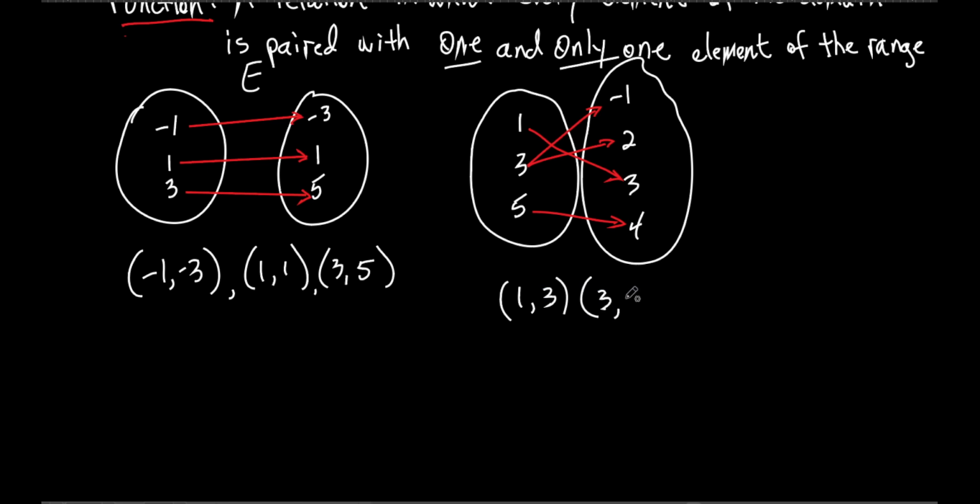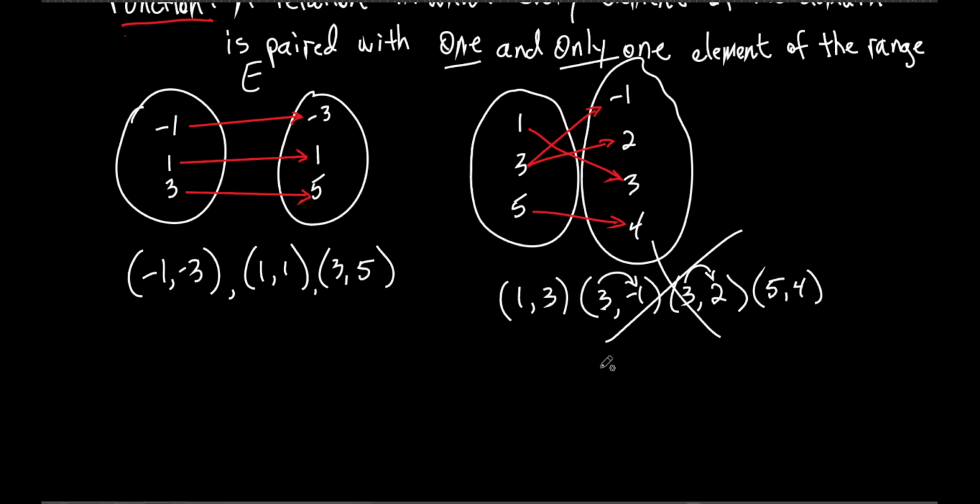3 goes with -1, and 3 also goes with 2, and then 5 goes with 4. So what if they didn't give you all this with the arrows and stuff like that, and they only gave you the ordered pairs? Could you tell if it was a function or not? Yeah, well, look at that. There's a 3 here and there's a 3 here. 3 goes to -1, and 3 also goes to +2. That's enough to say that it's not a function.